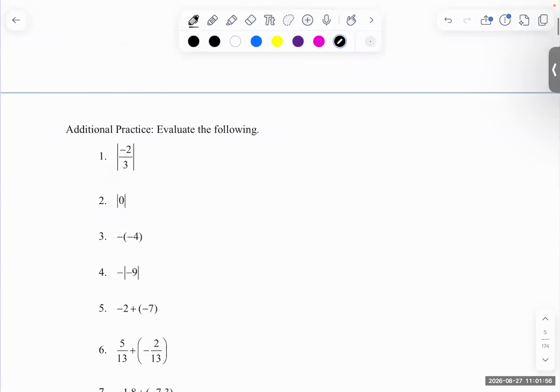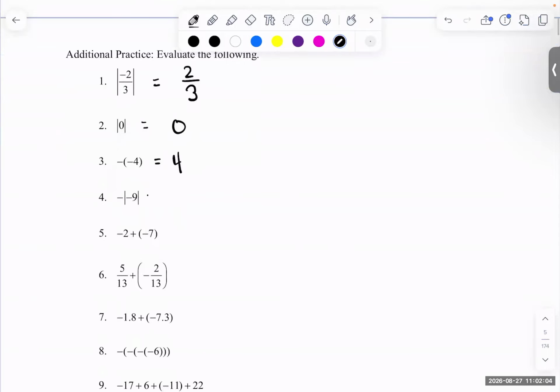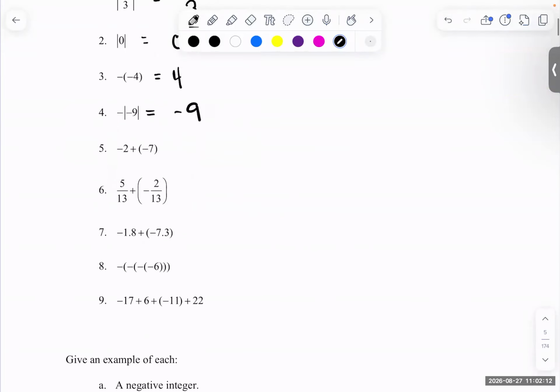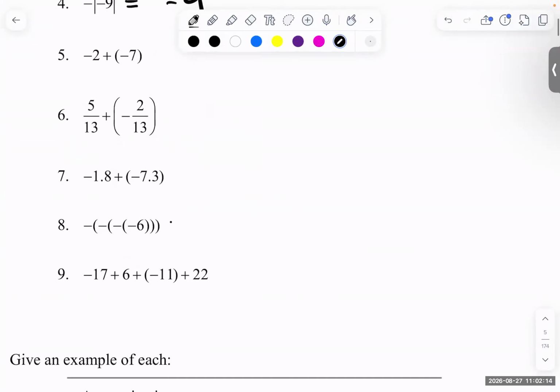Okay, same thing here. Absolute value makes it positive. This is 0. A negative times a negative is a positive number. What has to happen first here is we are going to evaluate what's inside those brackets. So that becomes +9. And I'm going to skip some of these here. Okay, so let's say we look at this one. Two negatives make a positive. A negative and a positive make a negative, and a negative and negative make a positive. So my final answer is +6.